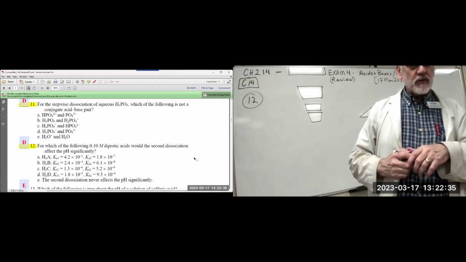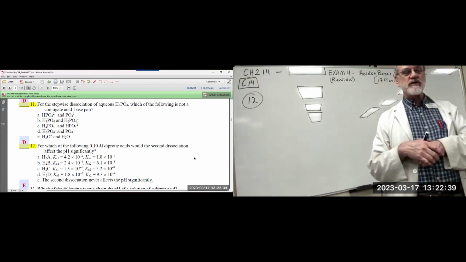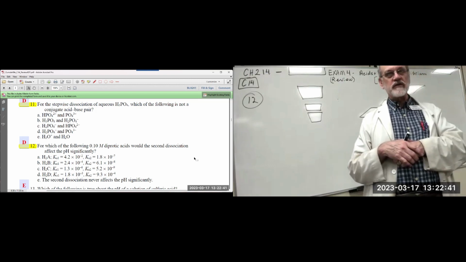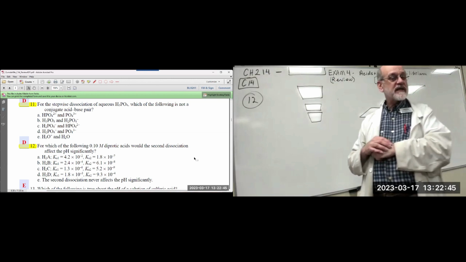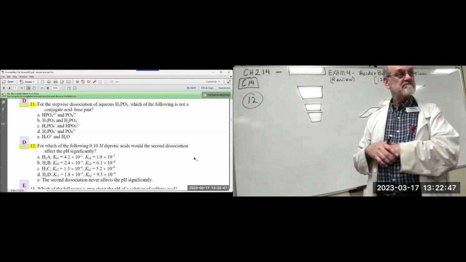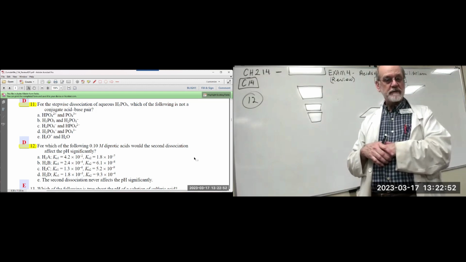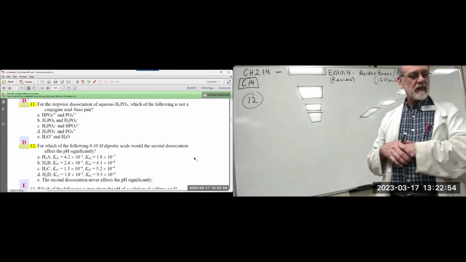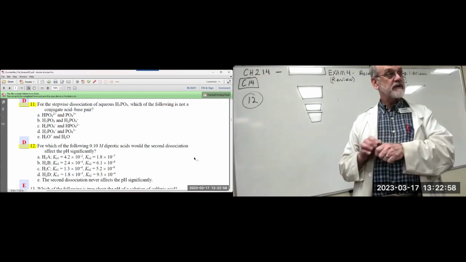Okay, so the first one, 10 to the minus 2 and 10 to the minus 7. That's 5 orders of magnitude apart. No influence whatsoever from the second one. 10 to the minus 4, 10 to the minus 8 for the second one. That's 4 orders of magnitude away. No influence there either. C, 10 to the minus 4 and 10 to the minus 9.